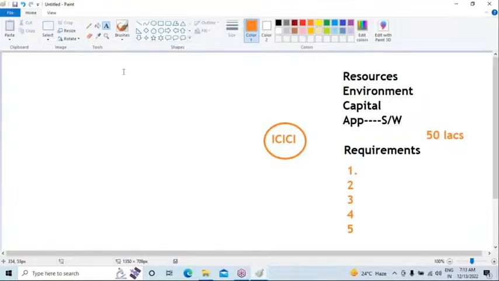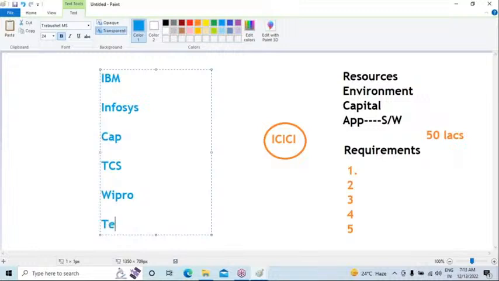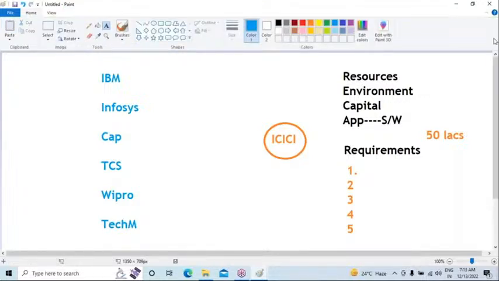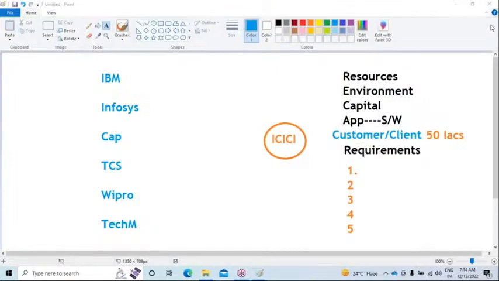In the market, there are so many companies. For example, we have IBM, Infosys, Capgemini, TCS, Wipro, Tech Mahindra. So how are the companies approaching the customer, or how is the customer going to approach the company? How are we approaching the company?